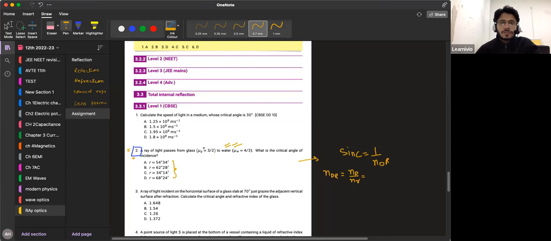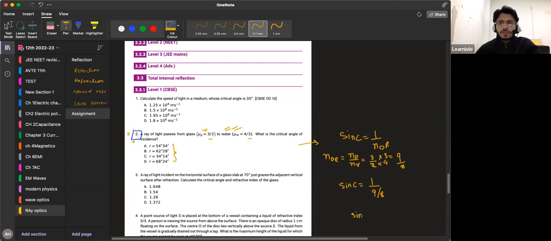So which one is denser? This glass is denser. 3 by 2 is more than 4 by 3. So this is 3 by 2 and the rarer is 4 by 3. So it comes out to be 9 by 8, right? So you can say that your sine C is 1 by 9 by 8, so sine C is 8 by 9. So the answer is C is sine inverse 8 by 9.